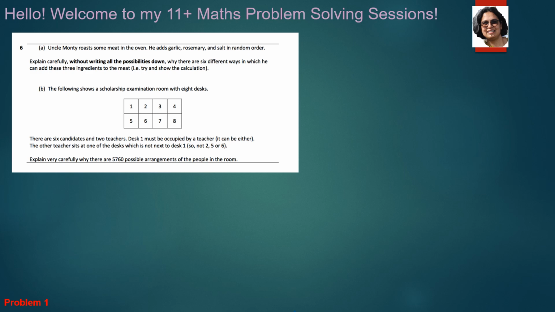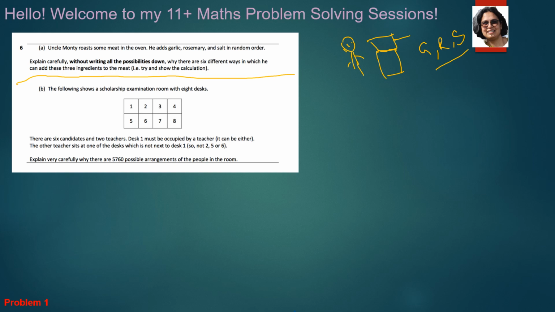So let me read it for you. It says Uncle Monty. So we do the A part first. Uncle Monty roasts some meat in an oven. So there is some oven here, and there is a pan, and there is our uncle. He has three things: garlic, rosemary, and salt. Three things to add in the pan, but he adds them in random order, so not in any particular order. He can pick garlic first, or rosemary first, or salt first.